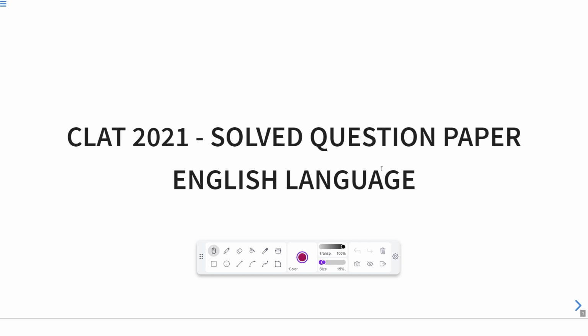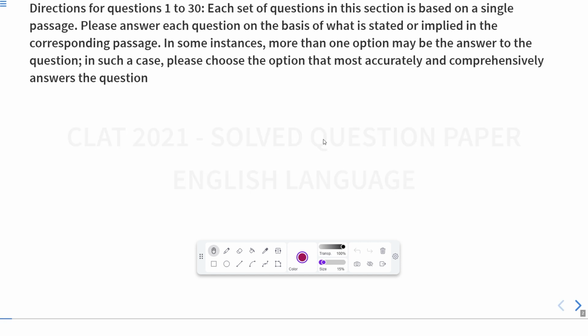As you know, the pattern of CLAT is that in this type of examination we face some passages, and based on those passages we have several questions which we have to answer. So here again we'll see some passages. I think 6 passages are again there in this session. So one by one we'll discuss each and every passage.